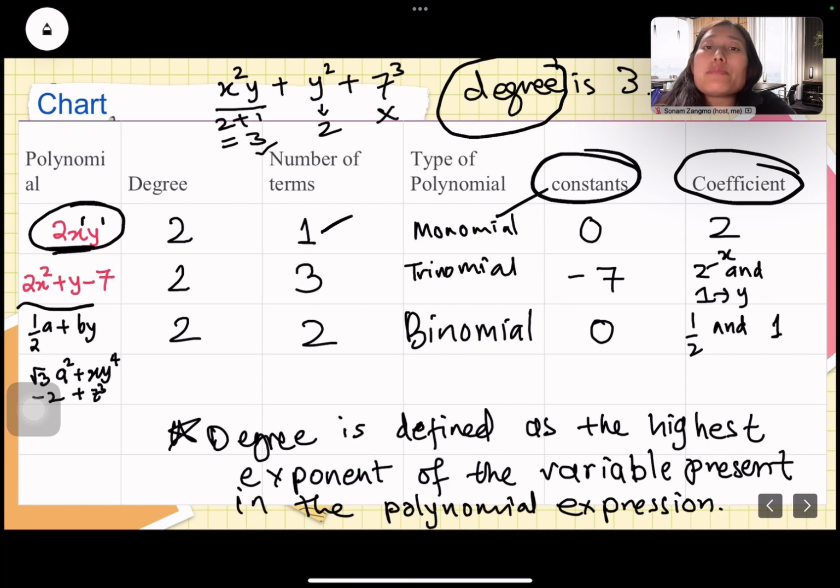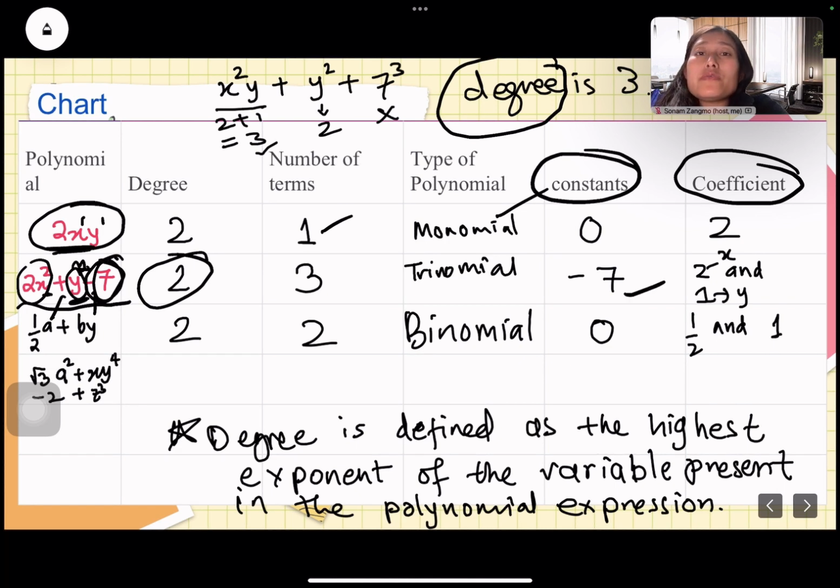Now in your example 2 here, for degree you have to check the variable and then check the exponent. So variable x has exponent 2, y has exponent 1. Which one is highest? 2, right? So that is why your degree becomes 2. Whereas number of terms, if they are separated by plus and minus, we count them as independent terms. So 1, 2 and 3, so 3 terms. So trinomial. Constant, the number without variable, is -7. Then the coefficient of x squared is 2, and the coefficient of y is +1.